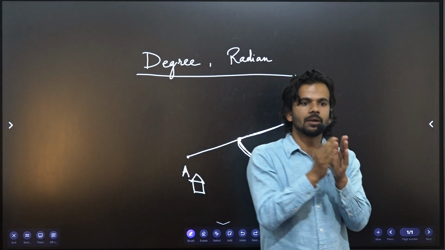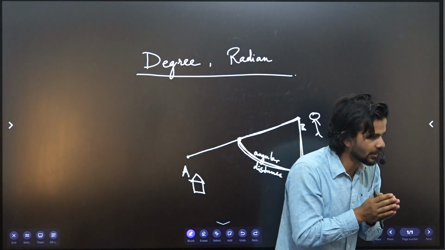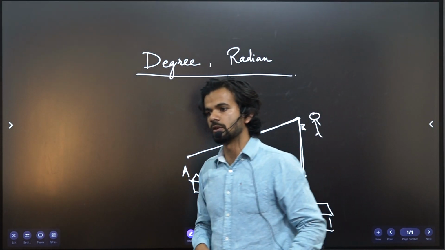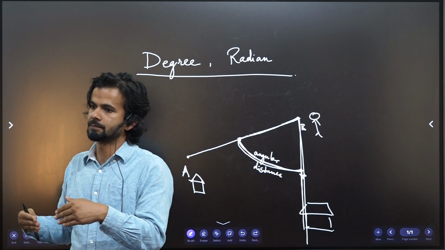So not only distance, what is also important? Angle is also important, but that is called angular distance.